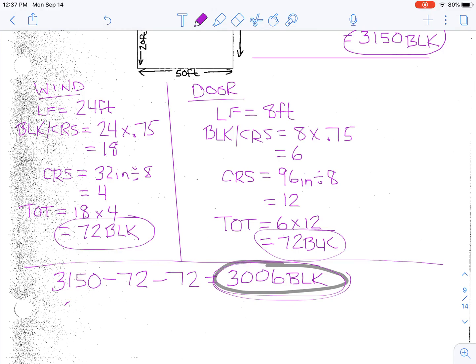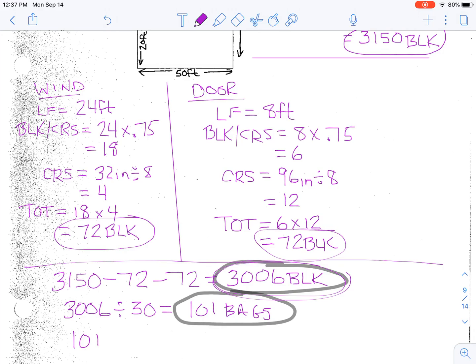To do the bags of masonry cement, we take our number of block here and divide it by 30, because remember, every 30 block will need another bag of masonry cement. I get 100.2. Now we know we can't order 0.2 of a bag. Our normal rules for rounding would tell us to round that down, but we know that when you're doing material, you will always round it up. You need 101 bags of masonry cement.